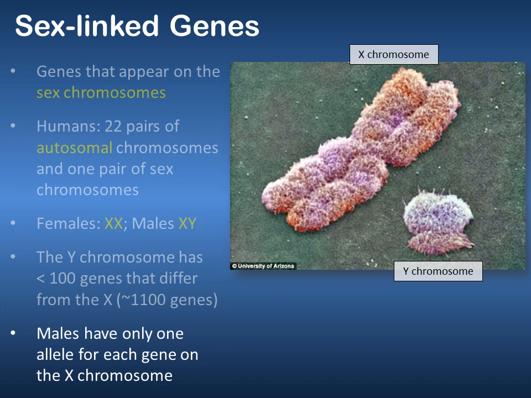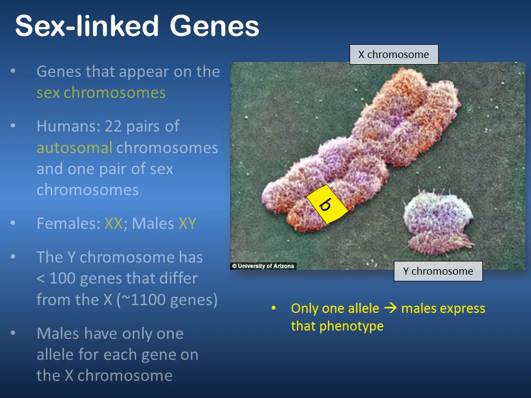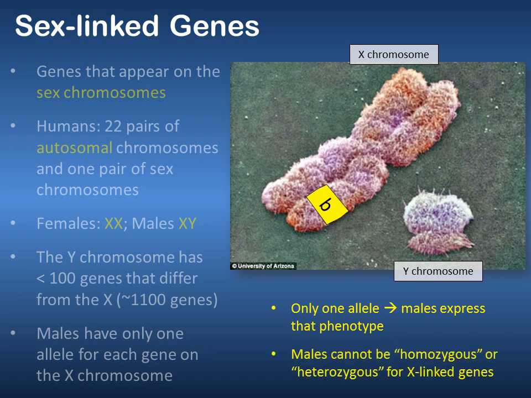Thus, males can only have one allele for every gene that appears on the X chromosome. They simply don't have a homologous chromosome with the same set of genes on it like the females do. So as you can see here, if a recessive allele for a gene on the X chromosome is present in the male, there is no other allele on the other chromosome that could possibly be dominant to mask it, and therefore males can't be homozygous or heterozygous for any of the genes that appear on the X-linked chromosome, because again, they have only one allele for every gene.